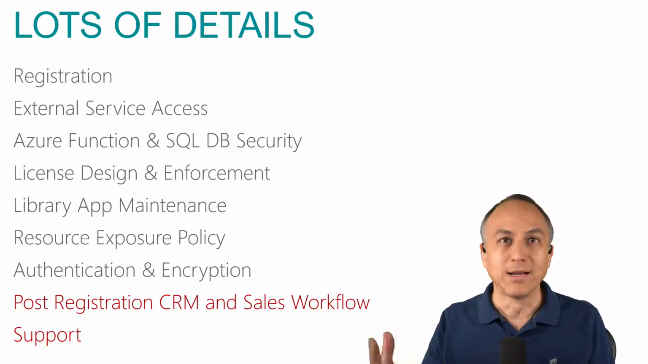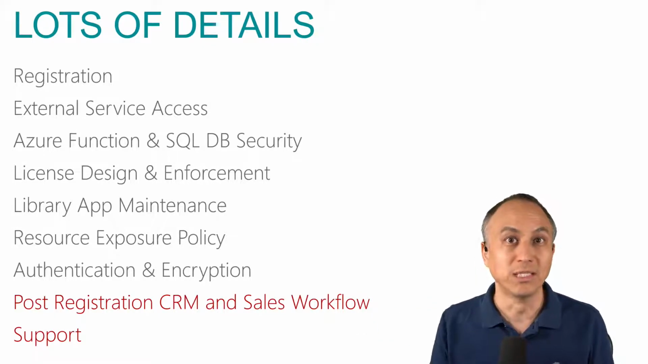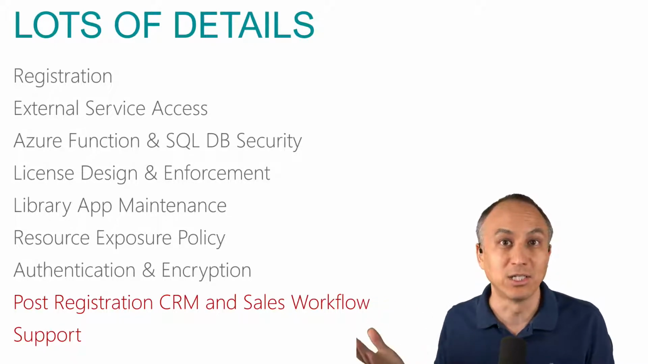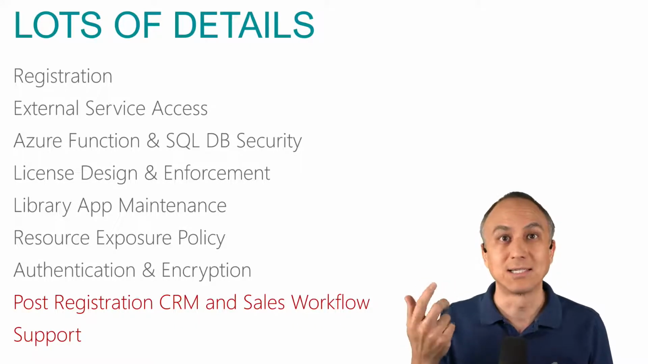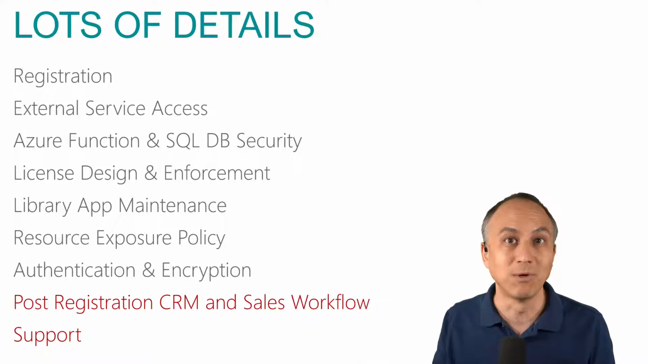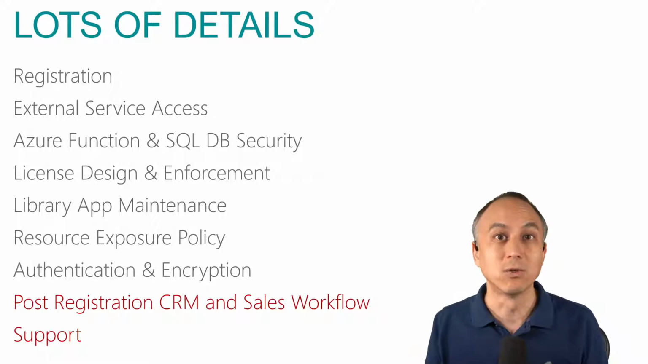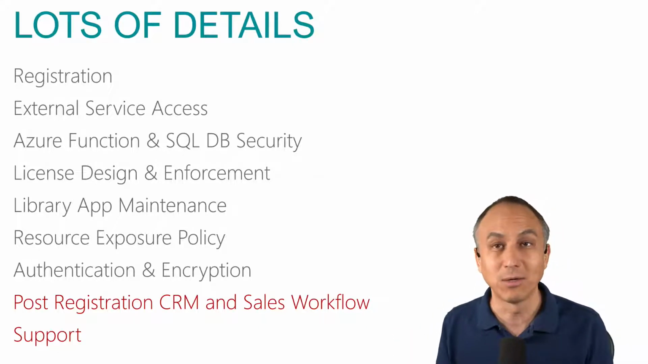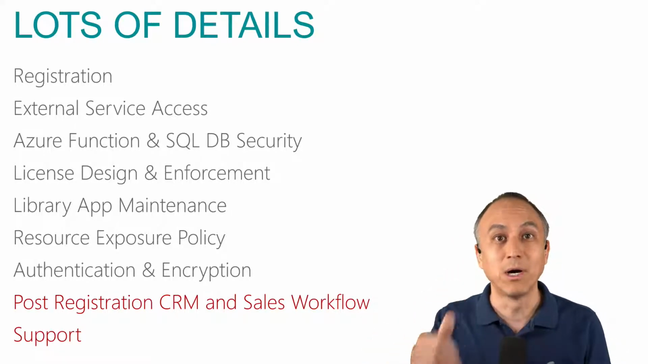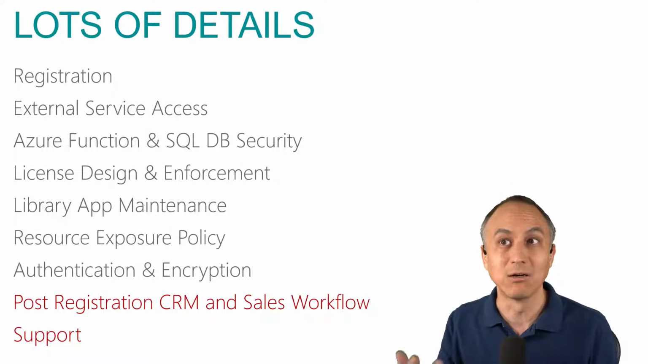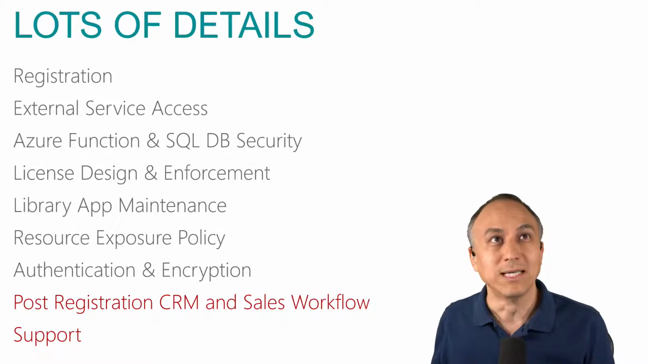There are a lot of details that you may not necessarily think about or may not be obvious when you're building an AppSource app. This is just a list of some of the things I'll touch on: registration, external service access, Azure Functions and SQL DB or some type of backend database, license design and enforcement, library app maintenance, resource exposure policy, authentication and encryption. And I'll just list these here. I won't get into them today, but you have post-registration or post-licensing CRM and sales workflow, and then you have application support. So it's a pretty big list.